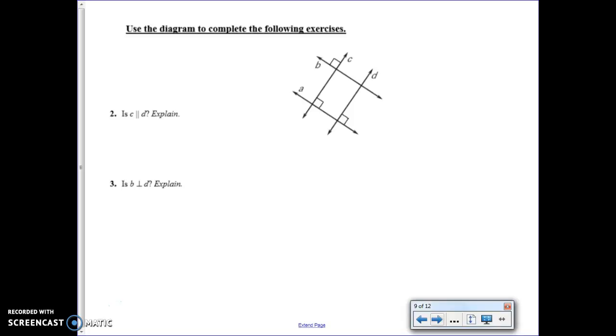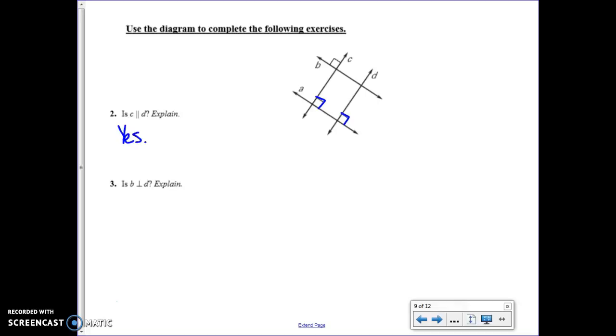Okay, this says use the diagram to complete the following exercises. So we want to know if C is parallel to D. So if I'm looking at the picture, I want to know if line C is parallel to line D. Well, I want to look for markings. And so what I notice right away is that both of these have a right angle down here with line A. So if I have two lines perpendicular to the same line, then we know that they're parallel. So we say yes.